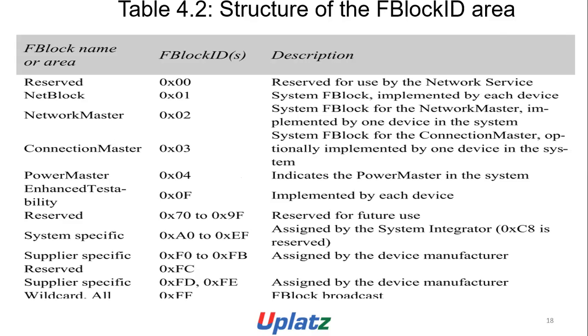Structure of the Fblock ID area: Fblock name or area, FBlockIDs, description. Reserved: 0x00, reserved for use by the network service. NetBlock: 0x01, system Fblock implemented by each device. Network master: 0x02, system Fblock for network master, implemented by one device in the system. Connection master: 0x03, system Fblock for connection master, optionally implemented by one device in the system. Power master: 0x04, indicates a power master in the system. Enhanced testability: 0x0F, implemented by each device.